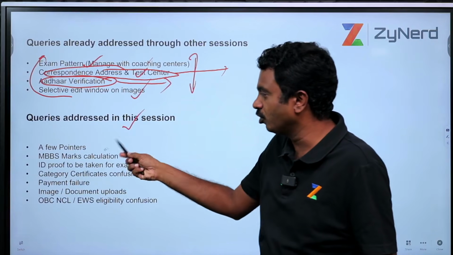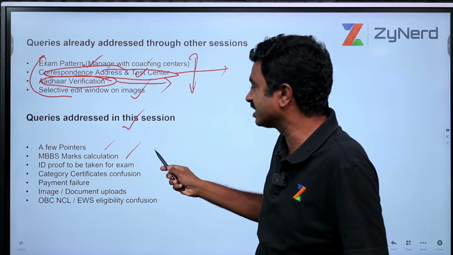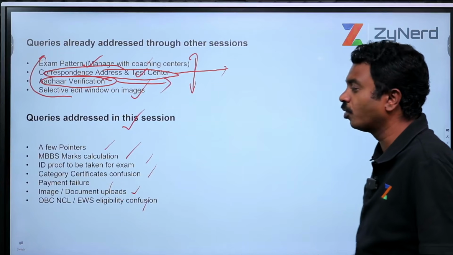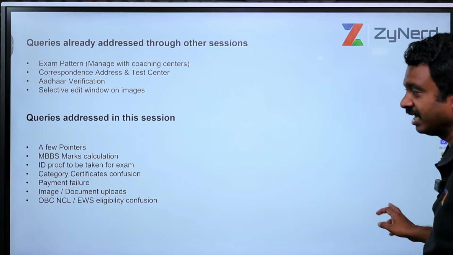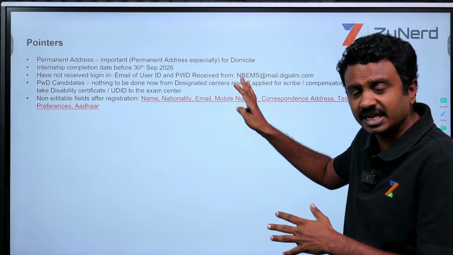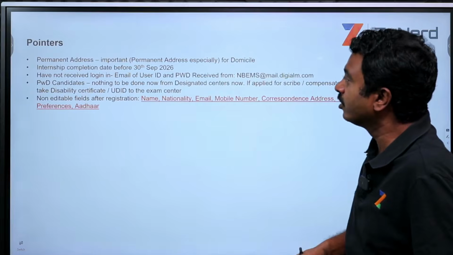Here we'll cover a few pointers. MBBS marks calculation is also an issue for many candidates. ID proof, category certificates, payment failures, image document uploads, OBC, NCL or EWS or category related confusion, we will handle in this session. First is a few pointers. If this slide doesn't interest you after reading through, go on to the next. That is the idea. Okay.